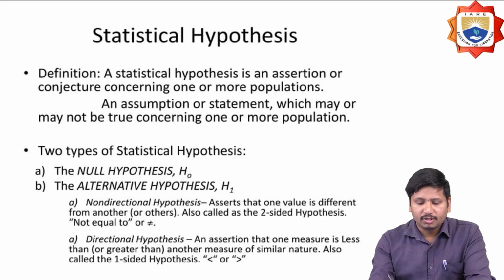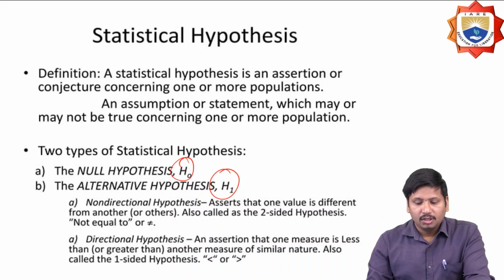What I said previously, that should be null hypothesis and then alternative hypothesis. So normally the statistical hypothesis is nothing but an assumption or it may be a statement, which may or may not be true concerning one or more populations. So if I'm going to consider a population, I can make an assumption or I can make a statement, whether it may be a true population or may not be a true population.